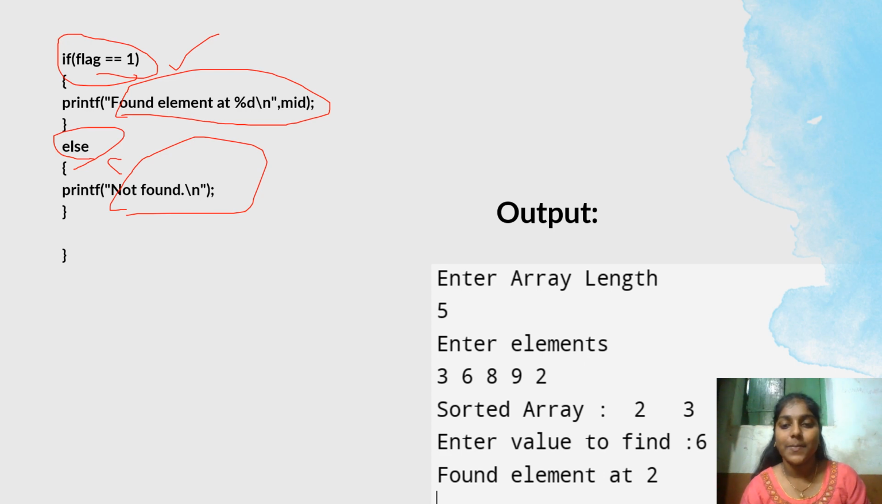Here I have mentioned the program's output. I have entered an array length of 5, and you can see that for this type of mechanism I have applied the sorting technique. Here I have a sorted list, and then I entered the value to be found, and it found the value at the second index after sorting. So this is about the program.